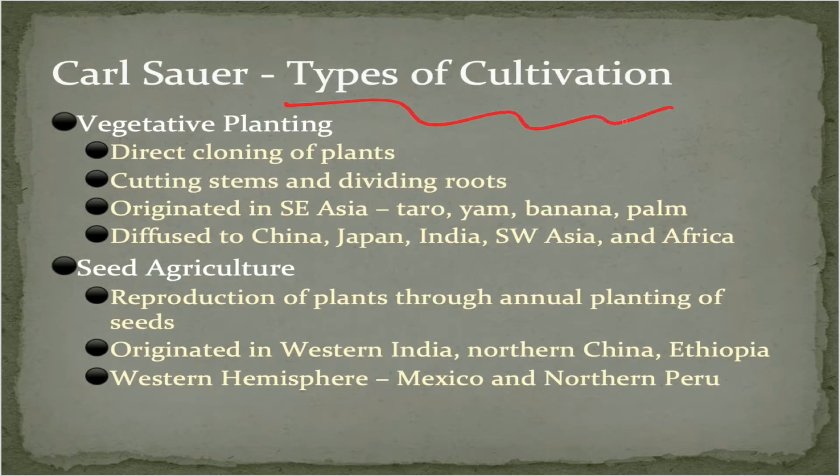So the two major types of cultivation of plants that we will see is vegetative planting and seed agriculture. So it sounds exactly what you would expect it to be. Vegetative, you directly clone the plants and you cut the stems and divide the roots. So you're dealing with the actual vegetation. Whereas in seed agriculture, you reproduce the plants with the seeds.